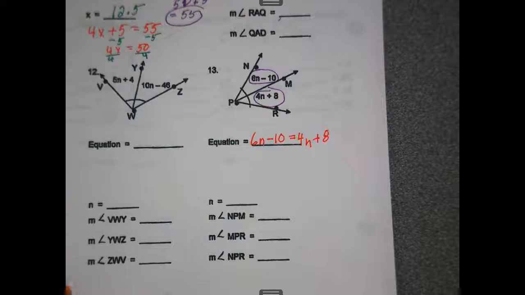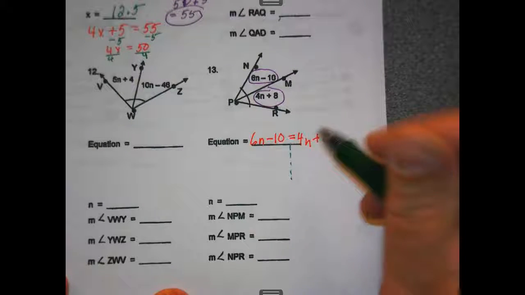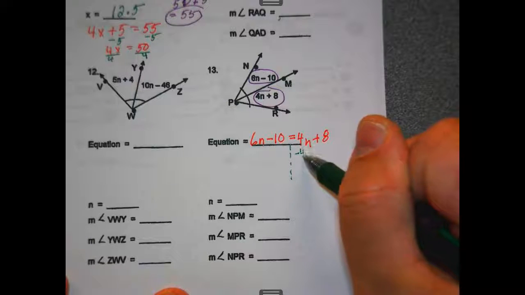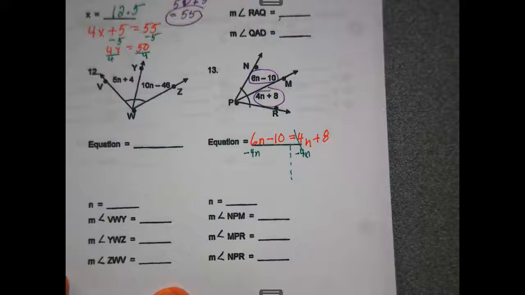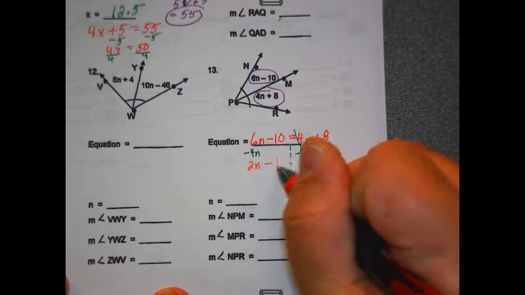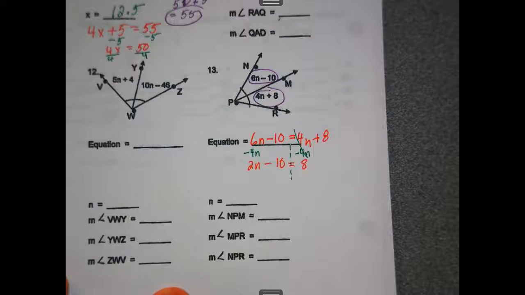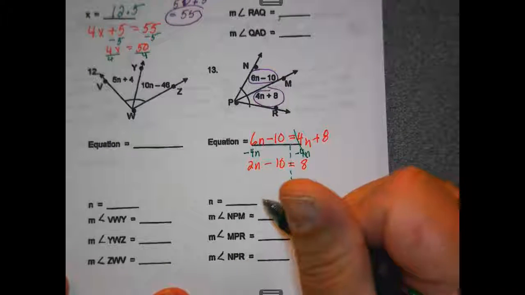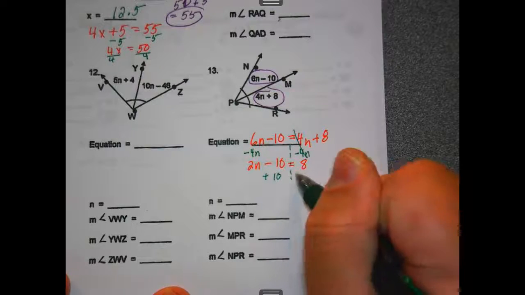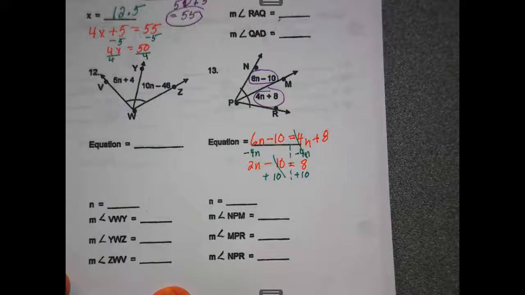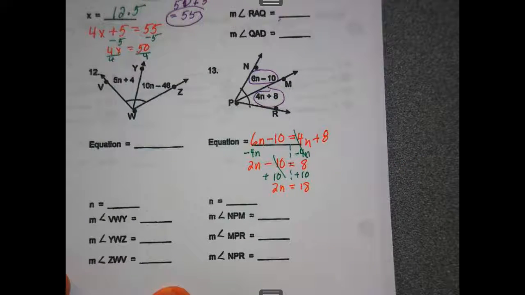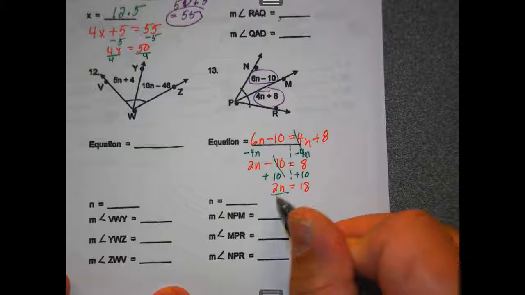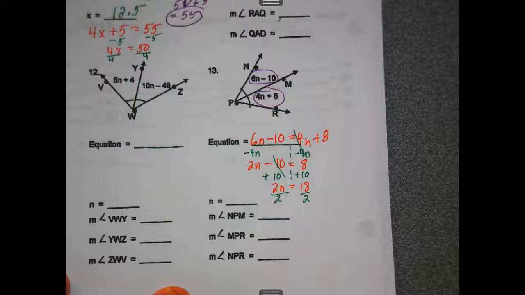Okay, solve for n. Subtract 4n from both sides. Add 10 to both sides. And divide both sides by 2. So n equals 9.